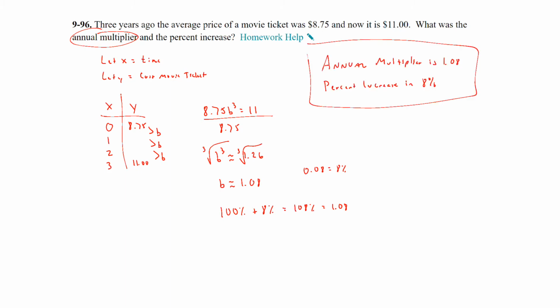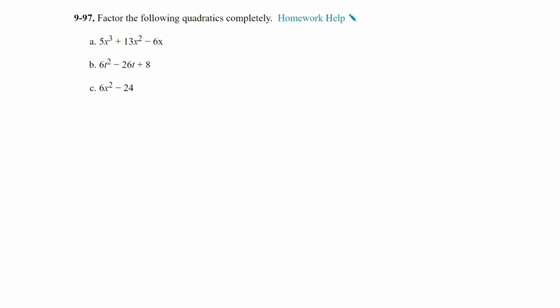So make sure you are answering the question. Once again, two questions. Annual multiplier is 1.08 and the percent increase is 8%. Question 97. Factor the following quadratics completely.